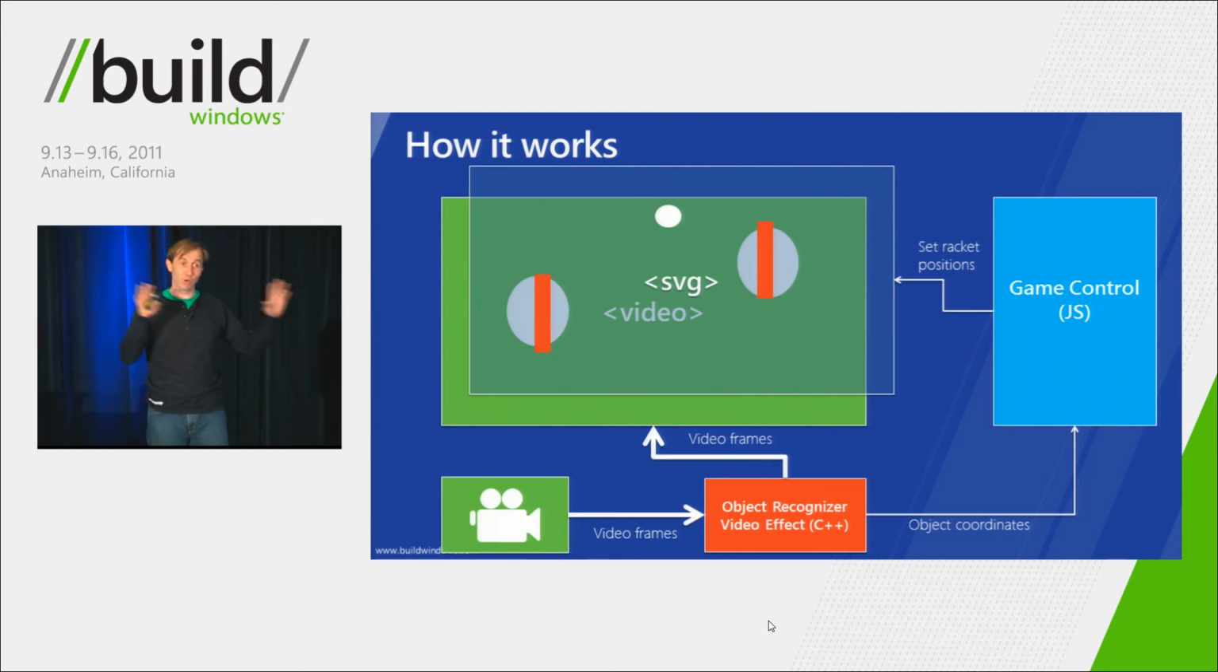The way this was created is that I can't code C++ to save my life, right? So I had to go and find somebody who can, and it's not very hard if you work in Windows. One of our developers was willing to help me in exchange for a crate of beer. He basically built this object recognizer video effect off of a spec that I created, just like half a page.